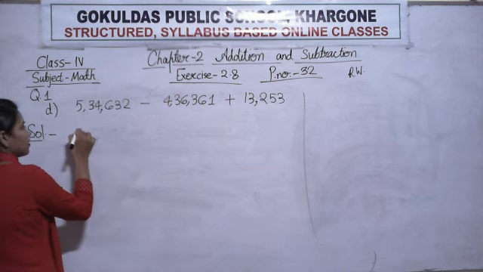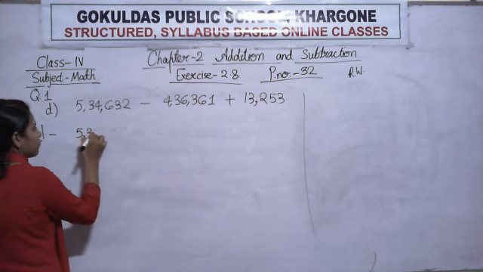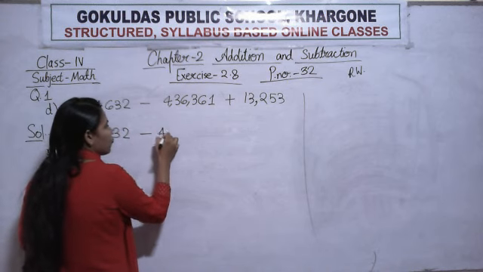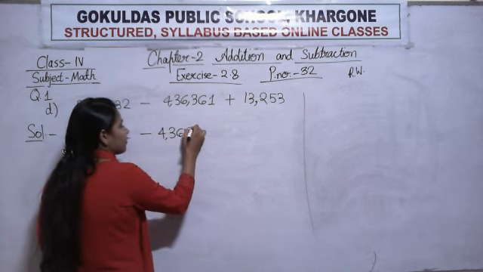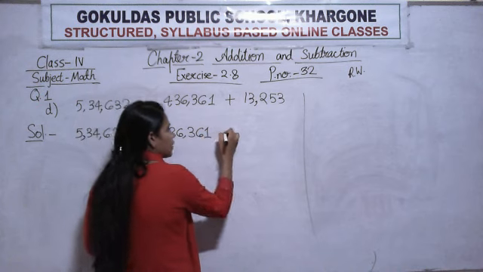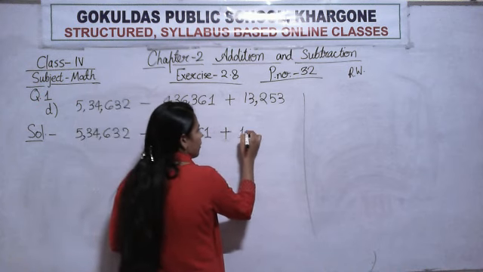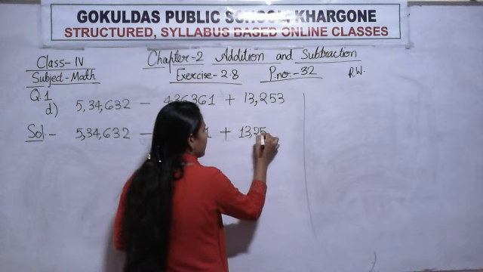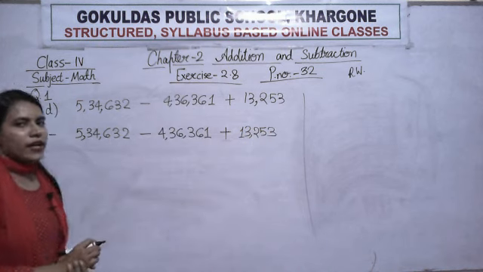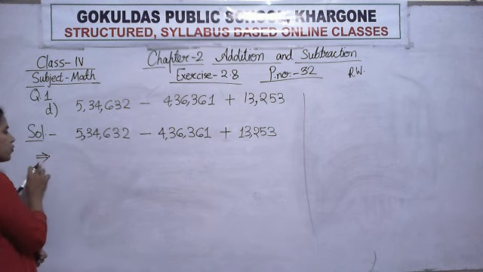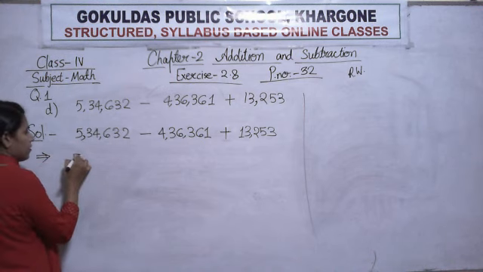So I am rewriting. First number is 5,34,632 minus 4,36,361 plus symbol, so I am putting plus 13,253. Okay, now we are changing the step, so put this implies sign.